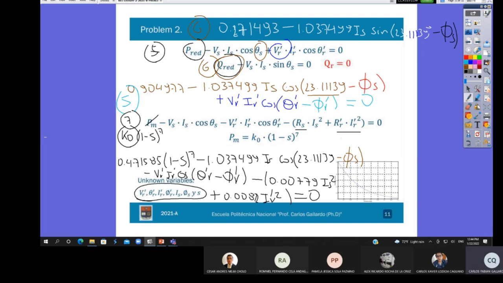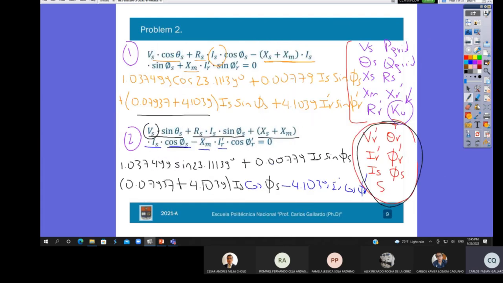So I have 7 unknowns and 7 equations. But I need to solve the nonlinear equations, and for that, I need initial conditions. I will copy this equation, for instance, into MATLAB and use the solver of MATLAB.